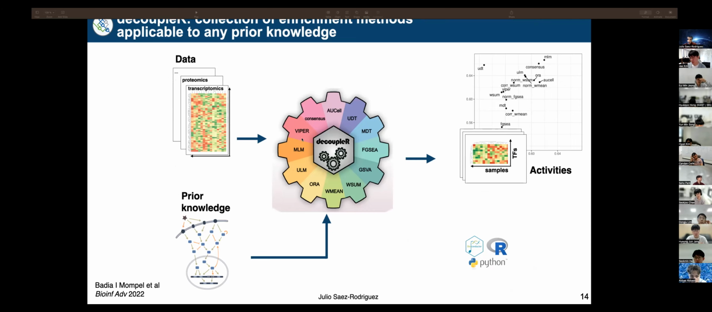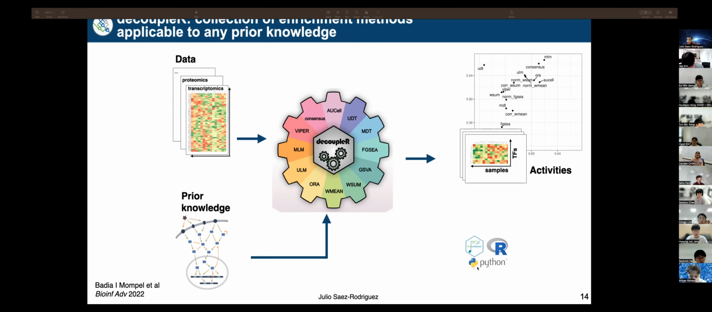And to facilitate the use of these different algorithms, we developed a small tool called decoupler that allows you to run all these methods, or even a consensus across them, on any given omics data and any given type of knowledge. This figure is just to show that the algorithm can actually affect the results. That's why it's important to try different methods and also, if you can, to look at consensus.